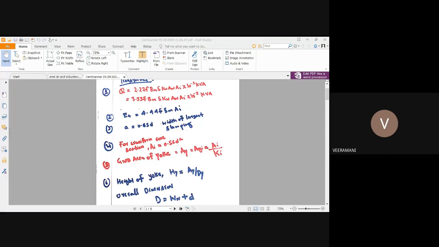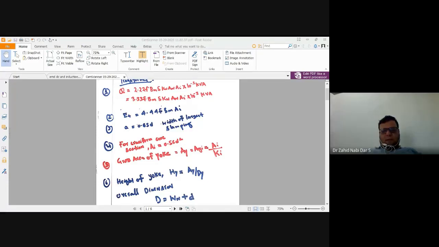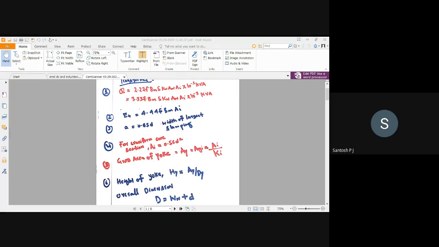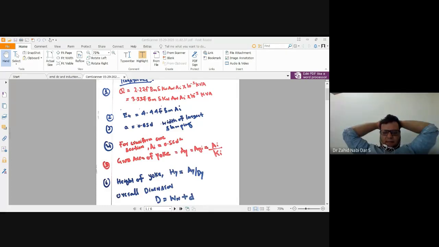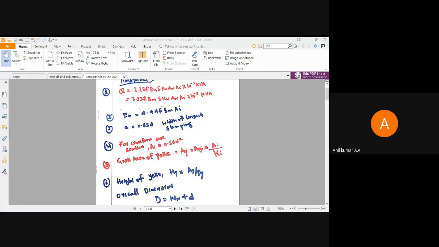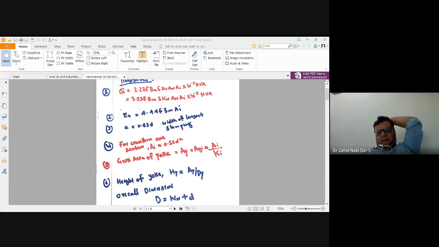Better than deriving, the formula is easy to remember. Okay, Anil Kumar, these are the formulas. Are you feeling comfortable with them? It is better than deriving, it is easy to remember.